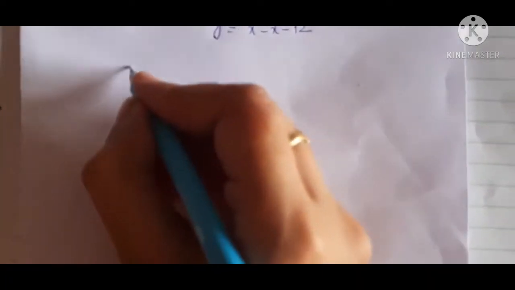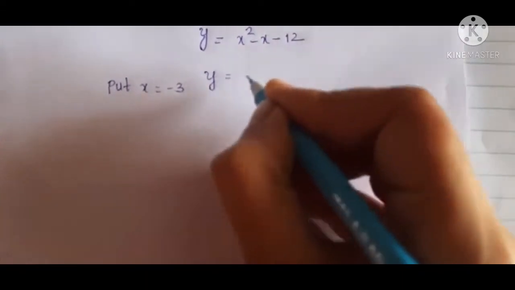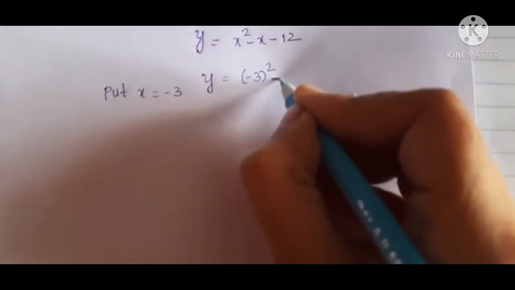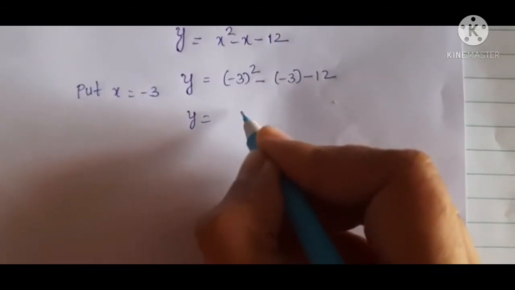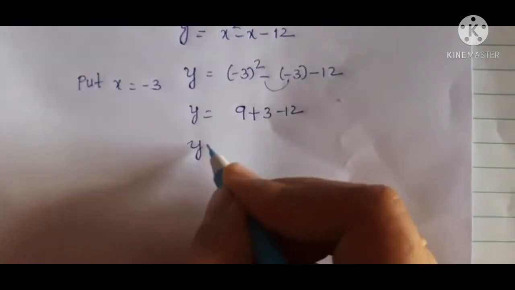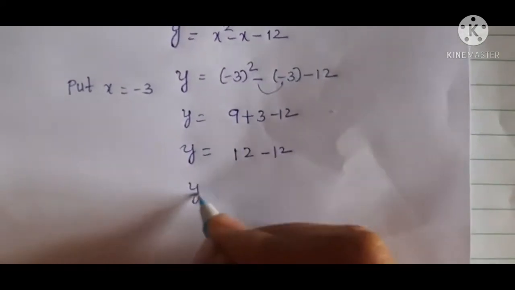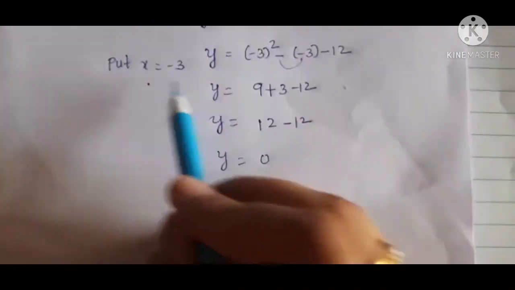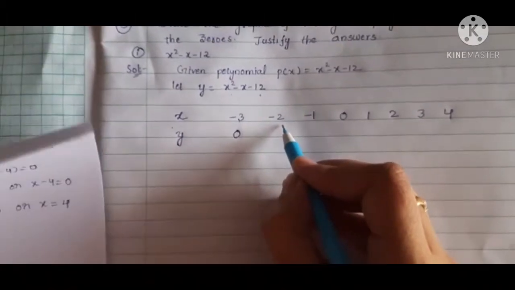So first, put x is equals to minus 3. Now y is equals to (minus 3) whole square minus of minus 3 minus 12. Now y is equals to minus 3 whole square, 9, minus into minus plus 3, minus 12. So y is equals to 9 plus 3, 12. So 12 minus 12, y is equals to 0. If you substitute the x value minus 3, you get the y value 0. So write here 0.